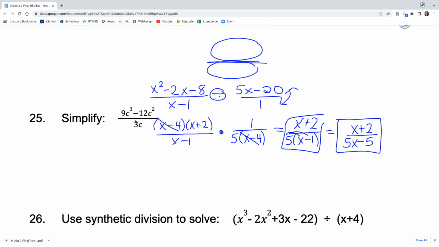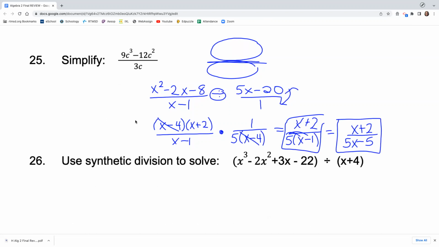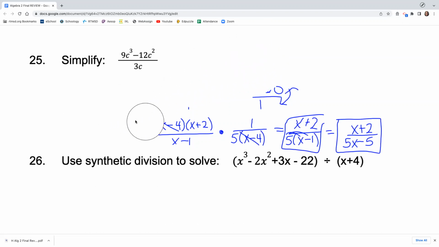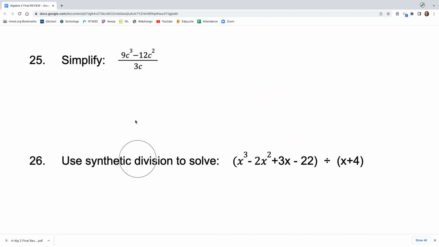Number 25, simplifying this fraction is kind of similar to the other one in that you have a single term in the denominator. So you can just divide each part, the 9c to the third by 3c, and then minus 12c to the second over 3c.